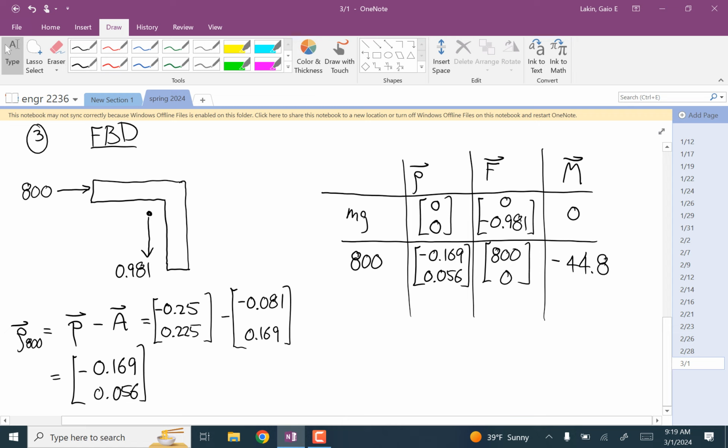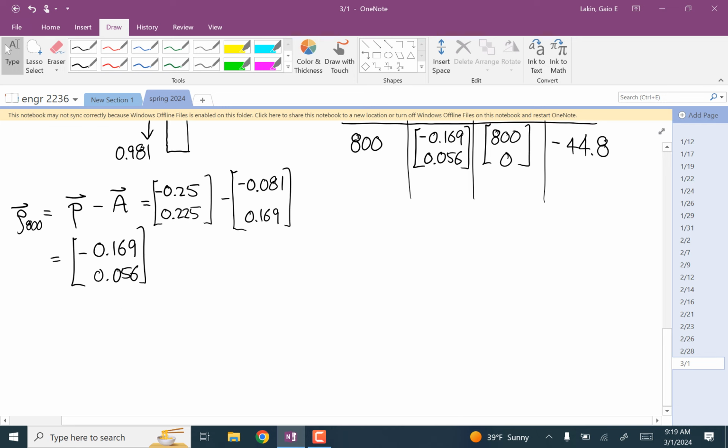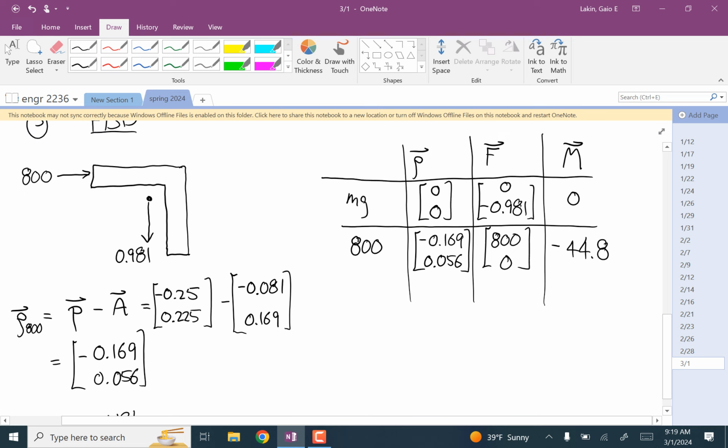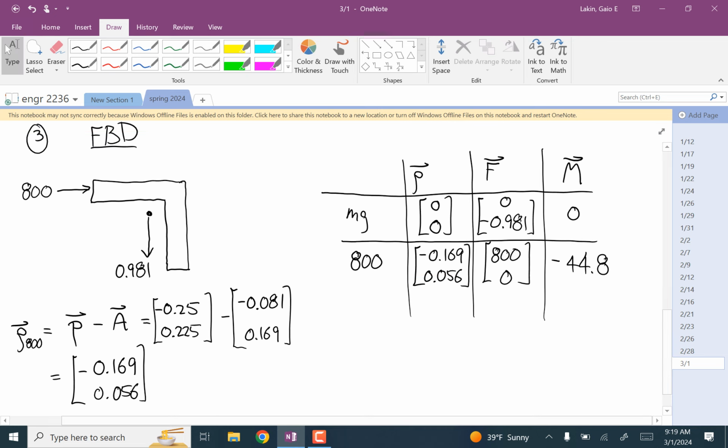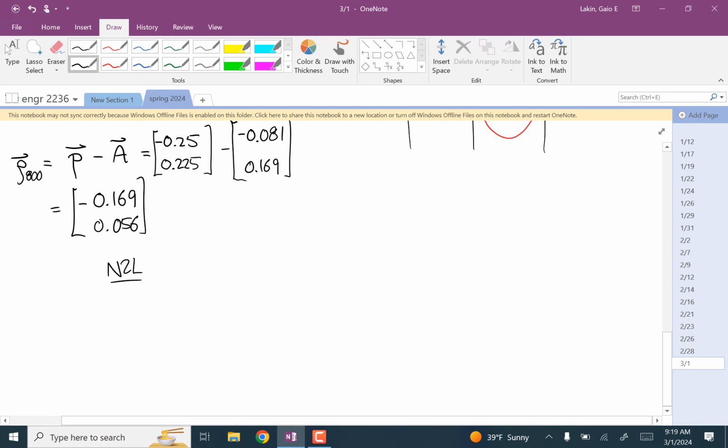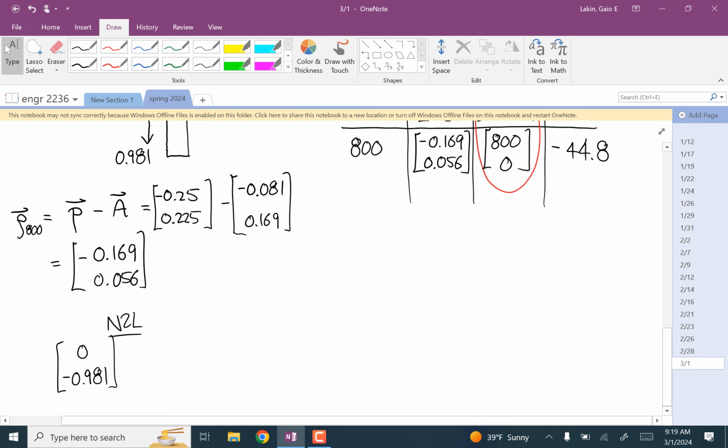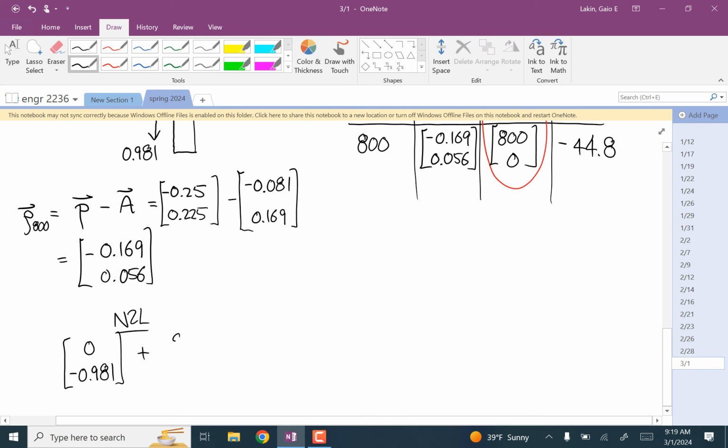Do we need to use Newton's second law for this one? Yes. So Newton's second law: we're going to add up all the forces, so that's all the stuff in this column. So 0, negative 0.981, plus 800, 0 is equal to the mass times the acceleration of the center of mass.